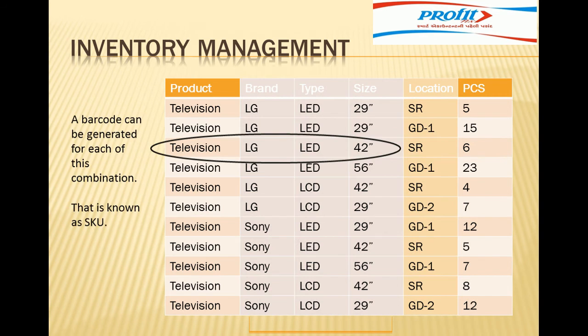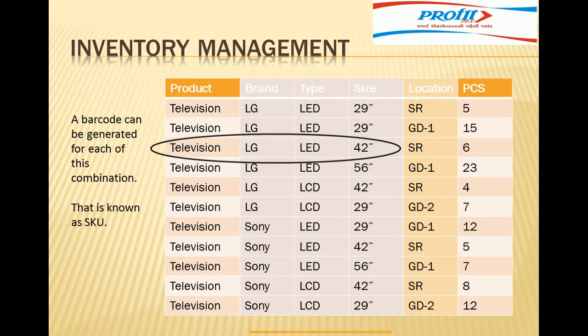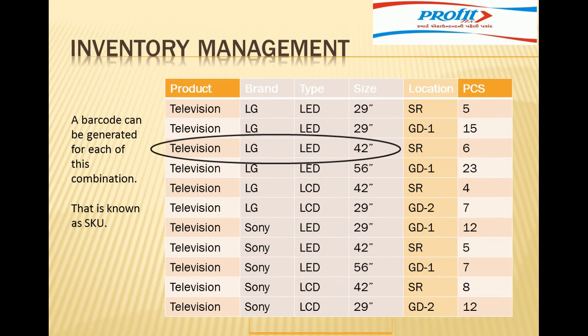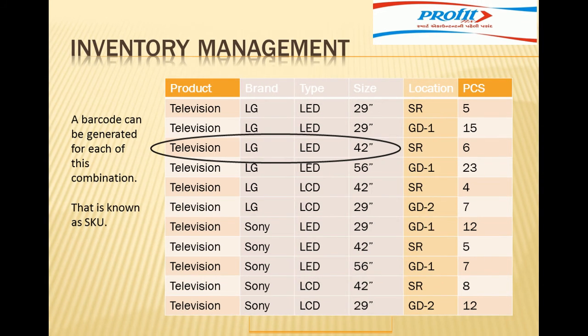Now when you take a group or make a group of these classifications, that LG, LED 42 inches, you can define one stock keeping unit or SKU, and for every such SKU you can also create a barcode. So this is how Profit NX gives you excellent options to maintain your inventory in the software.